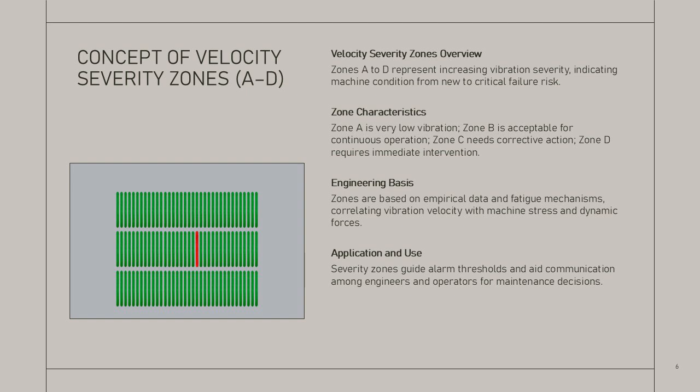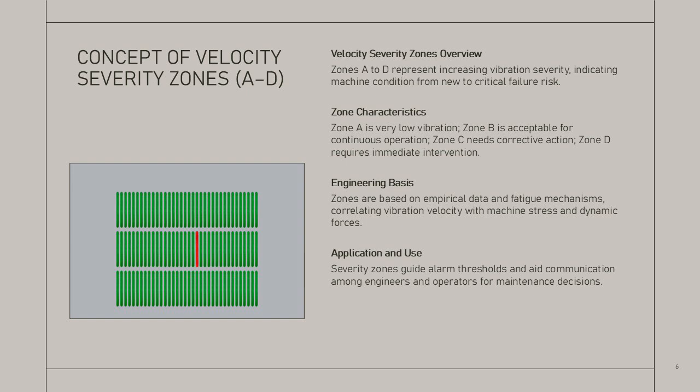The velocity severity zone concept is central to ISO-based vibration evaluation and provides a structured method for interpreting overall vibration levels. The four zones, A, B, C, and D, represent progressively increasing vibration severity and corresponding machine condition. Zone A typically corresponds to very low vibration levels associated with newly commissioned or freshly overhauled machines. Zone B represents vibration levels that are acceptable for long-term continuous operation and are commonly observed in healthy, well-maintained machines.